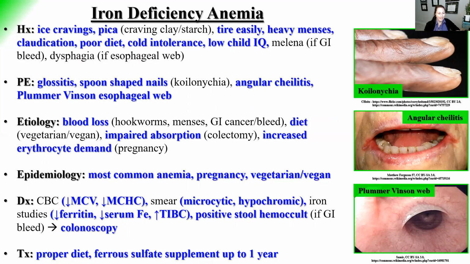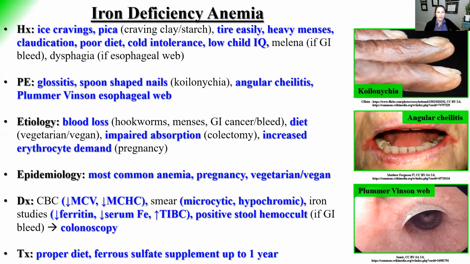Claudication, where they get pain in their calf muscles as they're working because they're not getting enough oxygen to that muscle. Poor dietary intake could be causing this. Cold intolerance. Low child IQ. This has a function neurologically. Melena, if it's a GI bleed that could be causing this, and dysphagia.